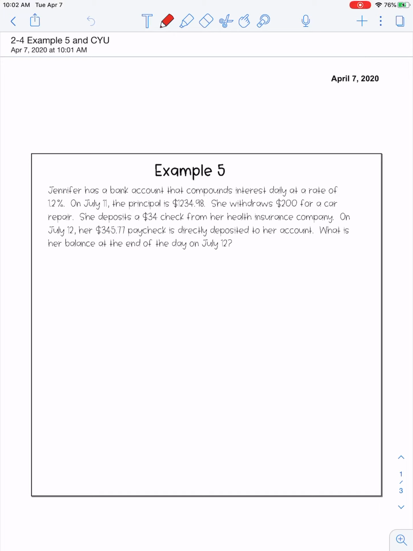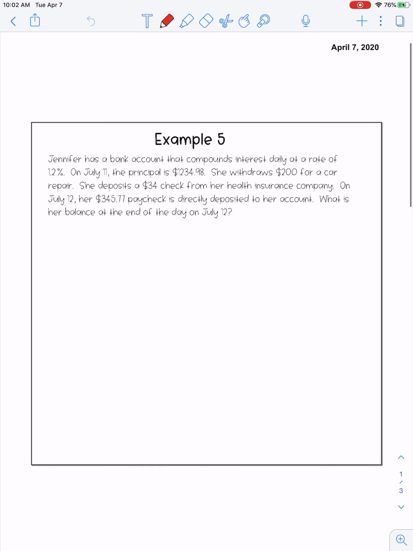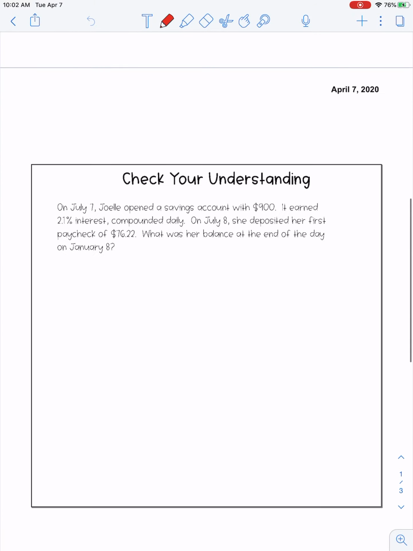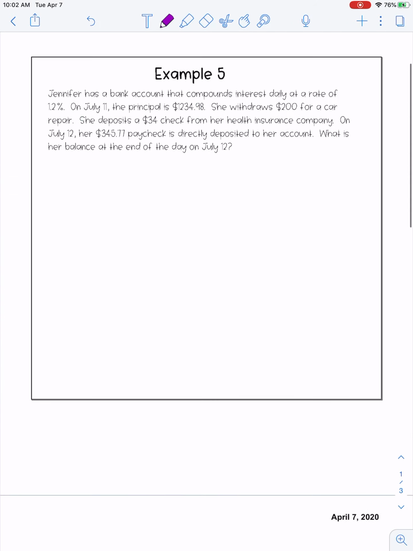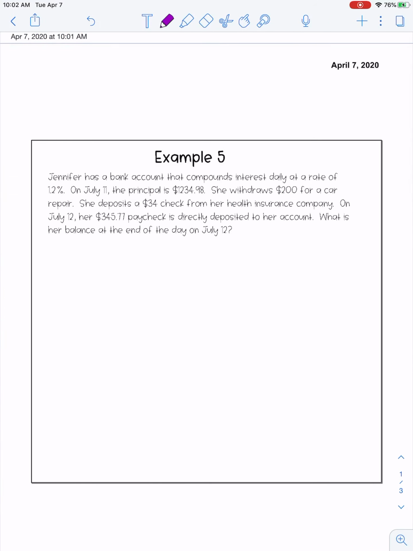Hi everyone. Okay, we're back with the last example in 2-4. I already did examples 1 through 4 with you and went over them via Zoom. So this is the last example, and then you're going to have this check your understanding question as your homework. So this will be your homework problem.